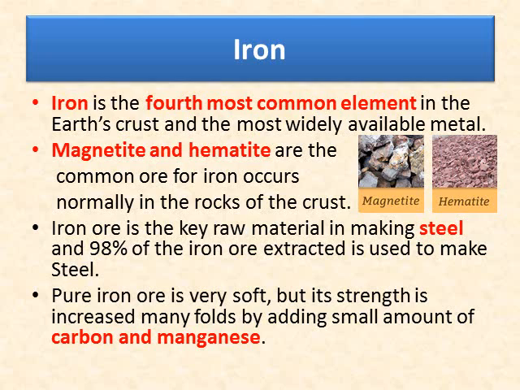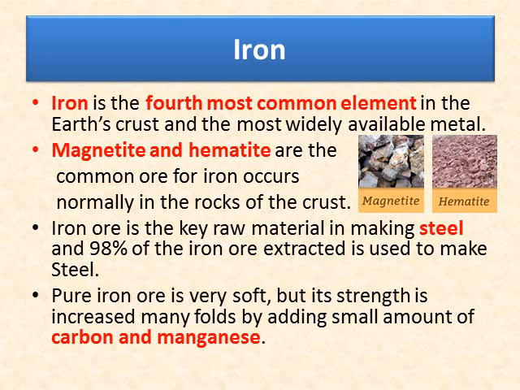You can see the picture of magnetite and hematite. Iron ore is a key raw material in making steel and 98% of the iron ore extracted is used to make steel. We know that very well, isn't it? Our school is in steel plant campus and we know that iron ore is the main raw material.